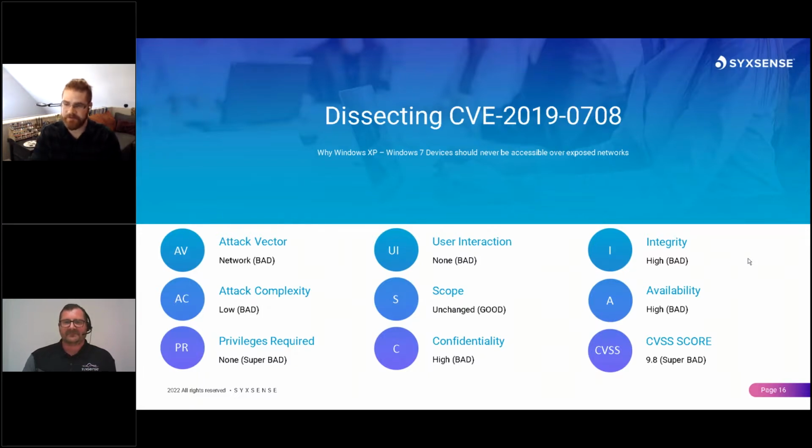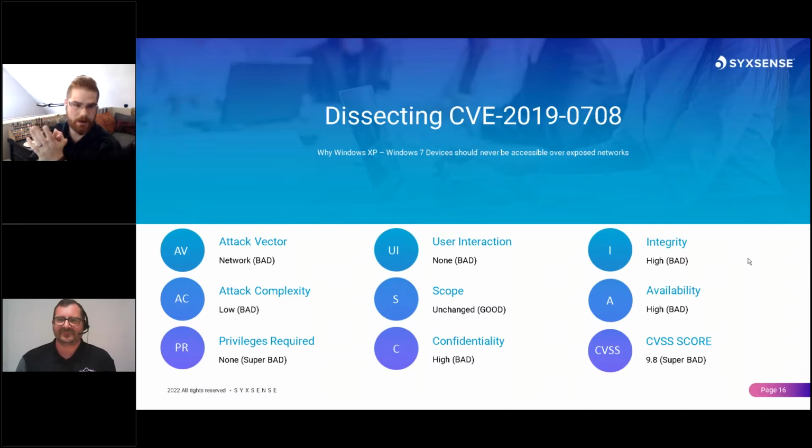And as with our previous vector we were looking at, it's a network-based attack. Low complexity, no privileges, no user interaction. In this case, scope is unchanged, which is kind of a modestly good thing in this case. Unchanged scope, though, really only matters if it's a service that's not in high use. RDP exists everywhere, so frankly, it doesn't matter. Confidentiality high, integrity high, availability high, with a CVSS score of 9.8.